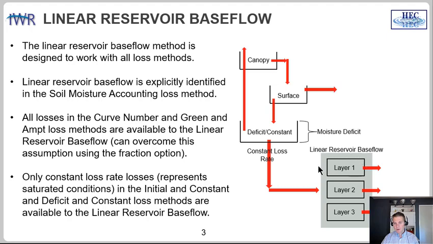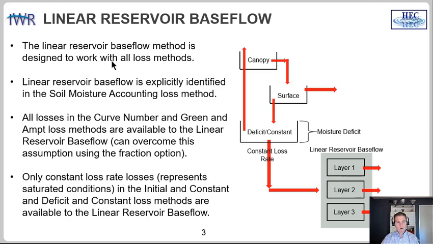The bottom part of the figure is where I'm going to represent the linear reservoir baseflow method. And as you can see, within HMS there are going to be 3 different layers. You don't have to use all 3 layers. You can use only 1 layer if you want to. But as this figure is depicting, infiltrated losses in the deficit and constant loss method are going to be routed to the linear reservoir baseflow method. And then, as we talked about in the previous slide, the program is going to use those equations to route water within those different layers, those different linear reservoirs, to total outflow for that subbasin element.